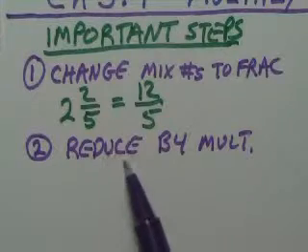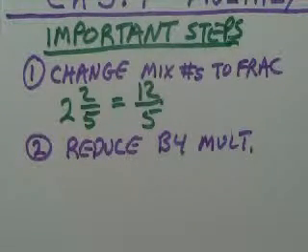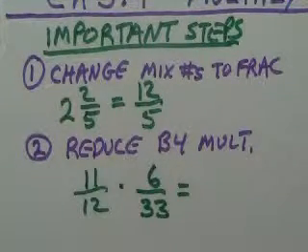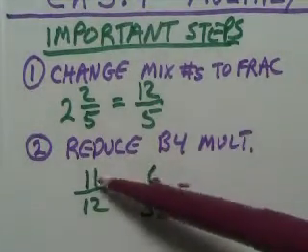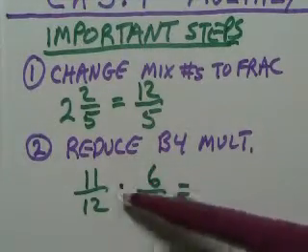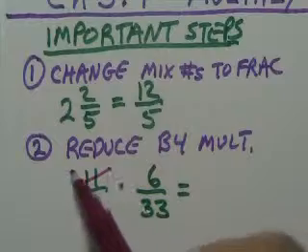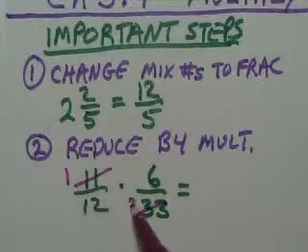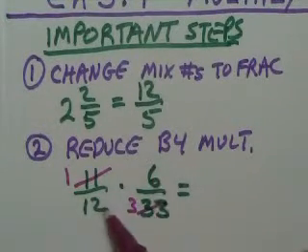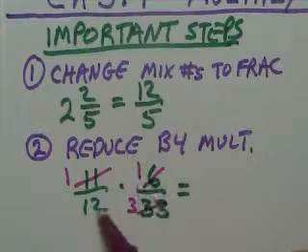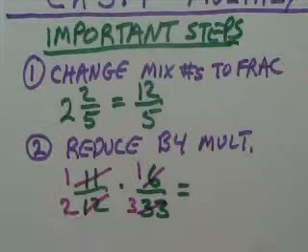Another important step is to reduce before multiplying. So for example, I have two fractions and I start to reduce it. Well, let's see, I know that 11 goes into 33. 11 will go into 11 once, and then it goes into 33 3 times. So now that's a 1 and that's a 3. And also 6 goes into 12. 6 goes into 6 once, and 6 goes into 12 twice.